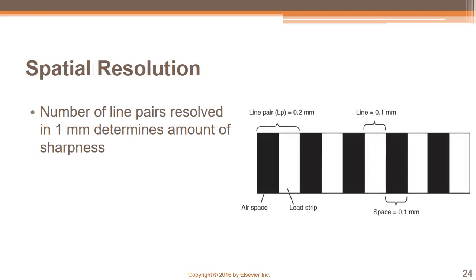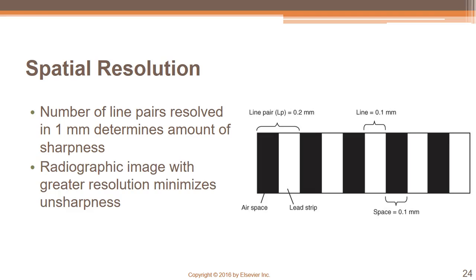In the space of 1 millimeter, so if you can imagine how small 1 millimeter is, the number of line pairs resolved determines the amount of sharpness. Each line pair is made up of a line and a space. Then an imaging system that can resolve fewer line pairs within 1 millimeter is said to have decreased sharpness. So you want one that can actually identify more line pairs.